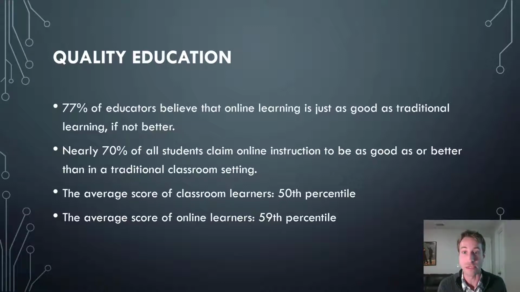Well, 70% of students also would agree that an online learning environment is just as good, if not better, than a traditional classroom. And the last two bullet points have to do with standardized test scores. What the study by the University of the Potomac in Washington, D.C. found was that the average score on standardized tests for learners in a traditional classroom was in the 50th percentile. But learners who took part in either an online classroom or a flipped classroom learning environment experienced a 59 percentile average score.